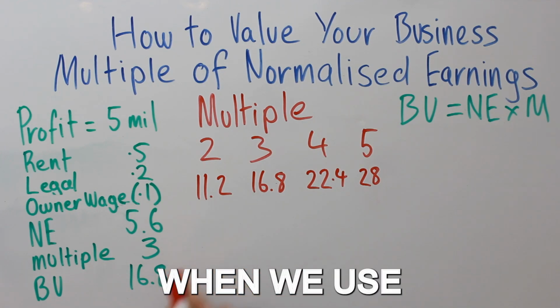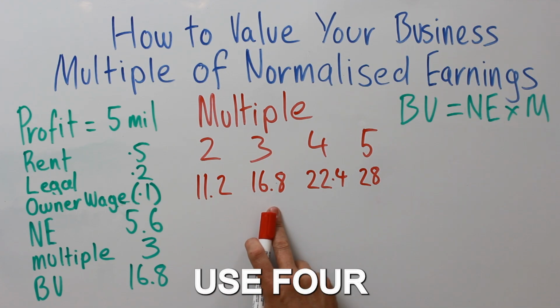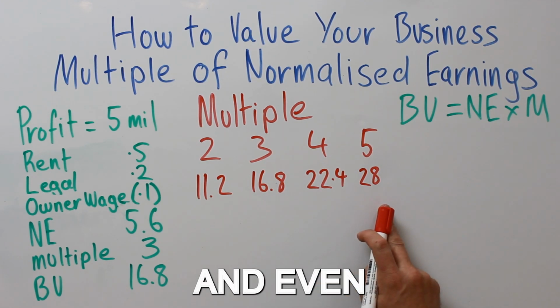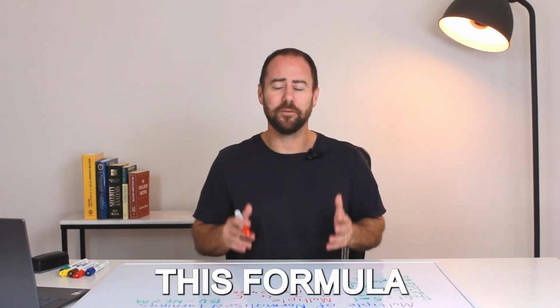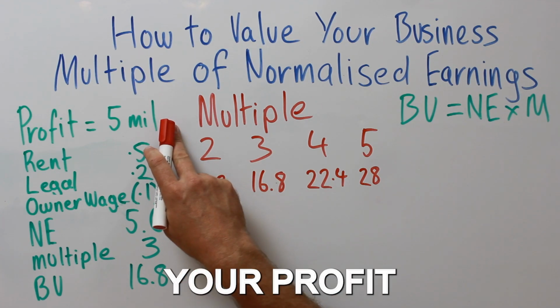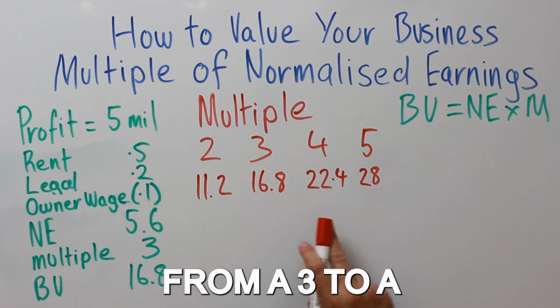You can see here when we use 3, we achieved a business value of 16.8 million. However, when we use 4 and 5, that increases to 22.4 million, and even up to 28. Hopefully this formula provides some clarity for business owners that you should be focusing on, firstly, increasing your profit, and then the strategies that are going to improve your multiple from a 3 to a 4 to a 5.